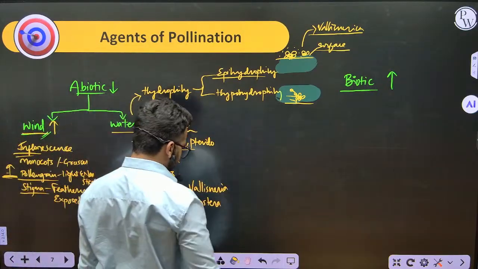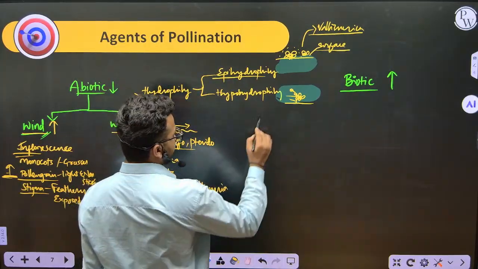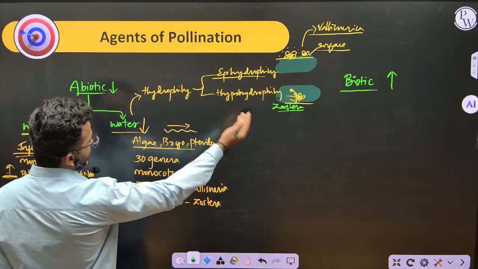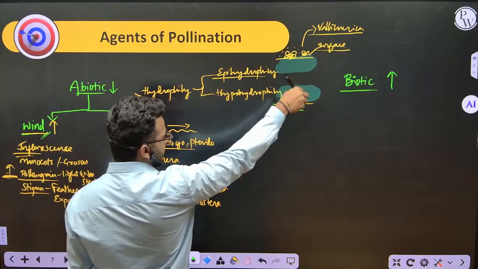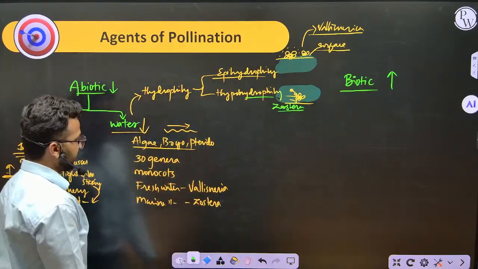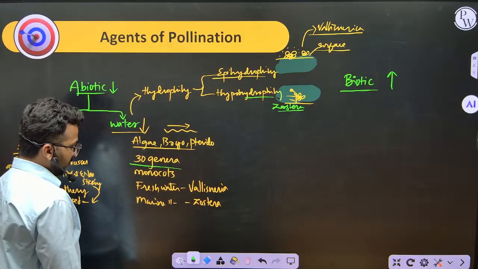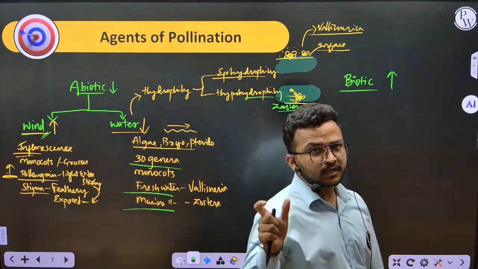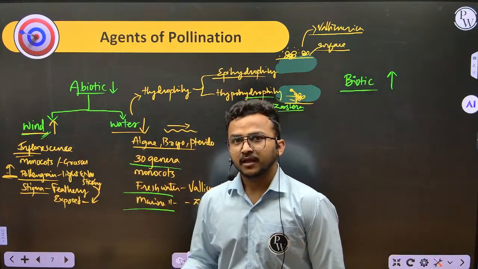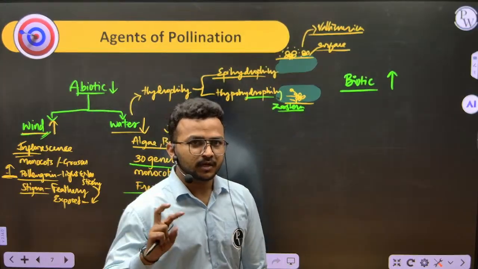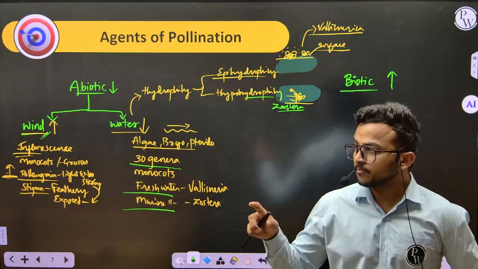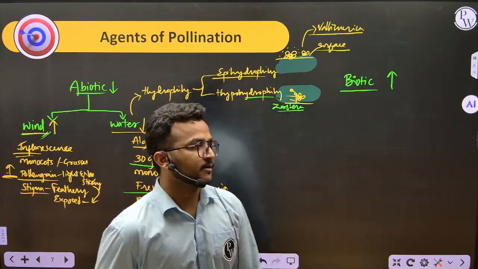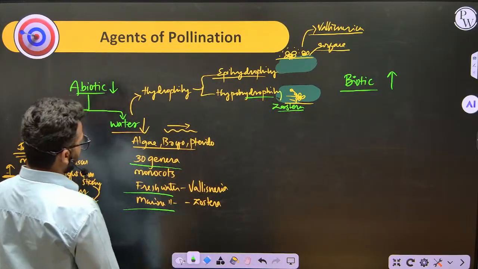Whereas hypohydrophily, the example you can take is Zostera, which is a marine water plant, where the transfer of pollen grains has to reach down there. And they are limited to 30 genera, and it is freshwater and marine water. Even yesterday I said there are two cases, that is water lily and water hyacinth. Even though they are present in water, they don't use water as a medium for pollinating agent. They require insects or wind to get pollinated. So that is the case in water pollinated plants.